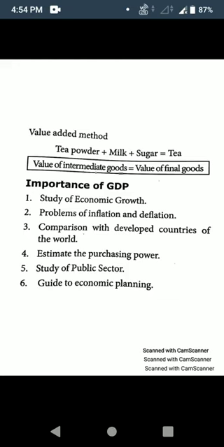So, with the help of GDP, we can know about the public sector, how our country has developed and how much it has grown. In each sector, how it has developed is very important, and GDP gives this more importance. Next one, guide to economic planning. The last point is that GDP helps to guide economic planning. What are the things we can do? For these, it is very useful.